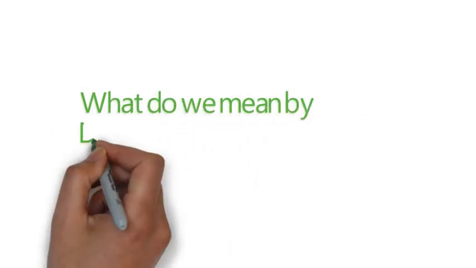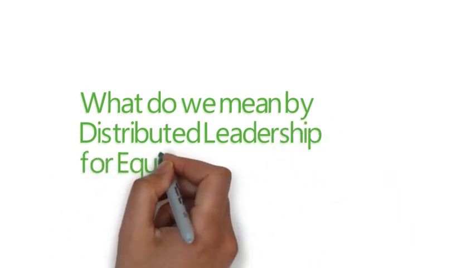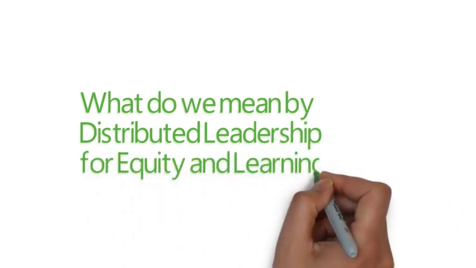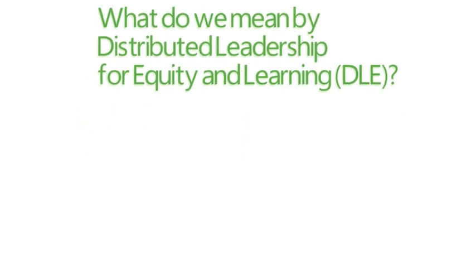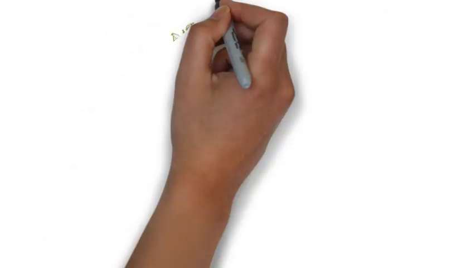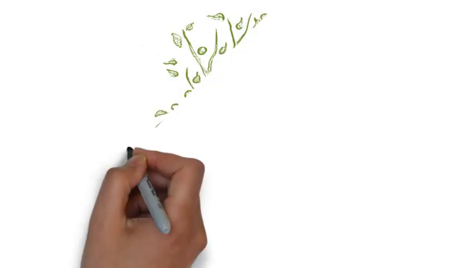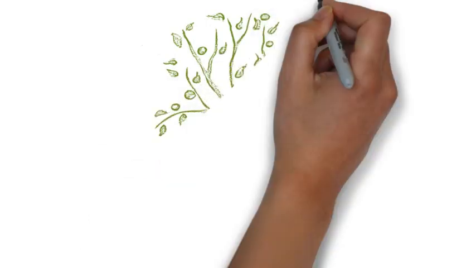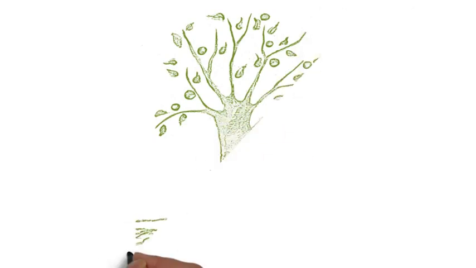This video explains what we mean by the term distributed leadership for equity and learning, or DLE for short. We discuss what features are crucial to DLE in a school context. The metaphor of a tree is used to illustrate the complex interaction of elements which support the development of DLE.